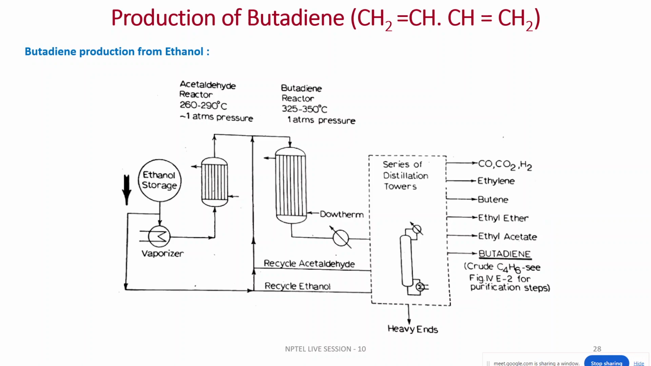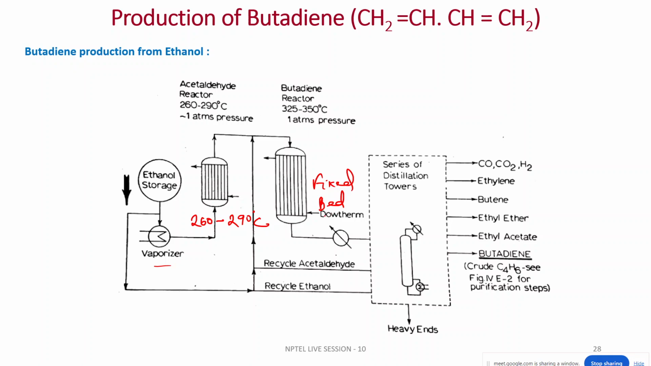Let's now discuss the process. The ethanol is vaporized and fed to the dehydrogenation unit, where the dehydrogenation catalyst is also present. It occurs at 260 to 290 degrees Celsius to produce pure acetaldehyde. Now the excess alcohol is mixed through the process, and then it is fed to the fixed bed converter.